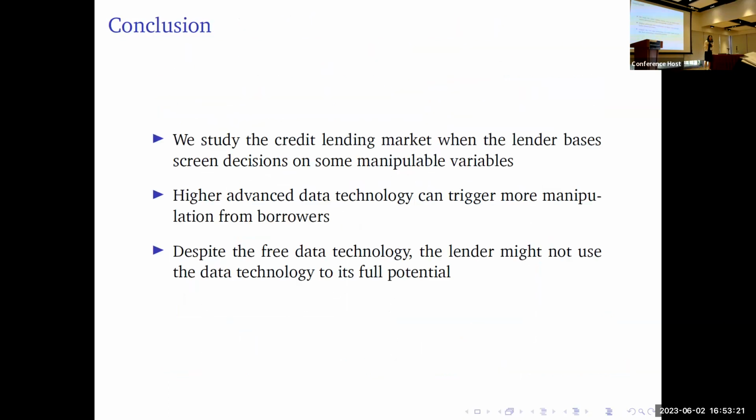We studied the credit lending markets, and the key feature of the model is that the borrower can manipulate their data. And what we show is that in this kind of economy, there can be an endogenous limit of the use of big data, and that is driven by the manipulation by the borrowers. Thank you very much.